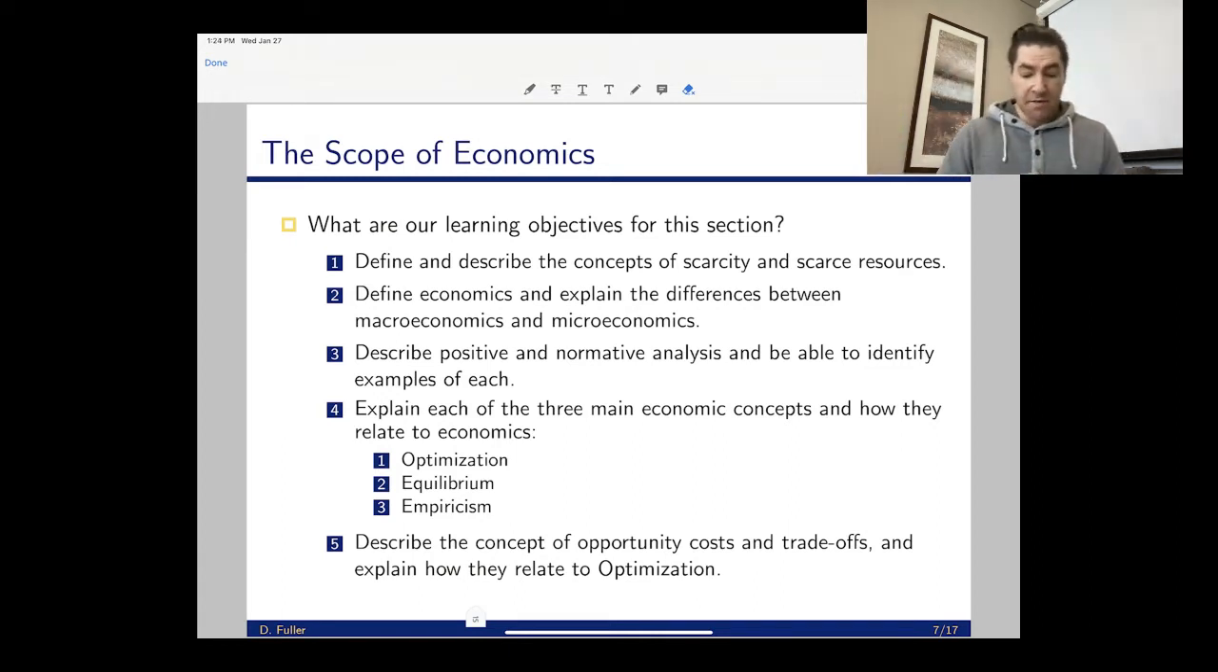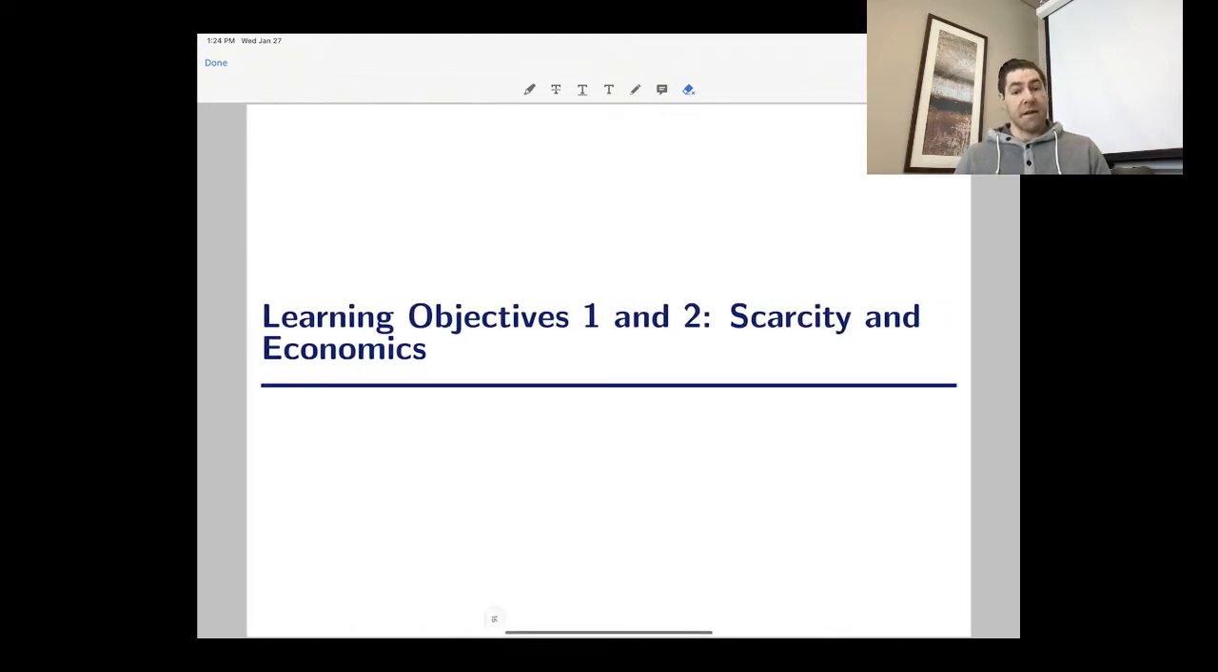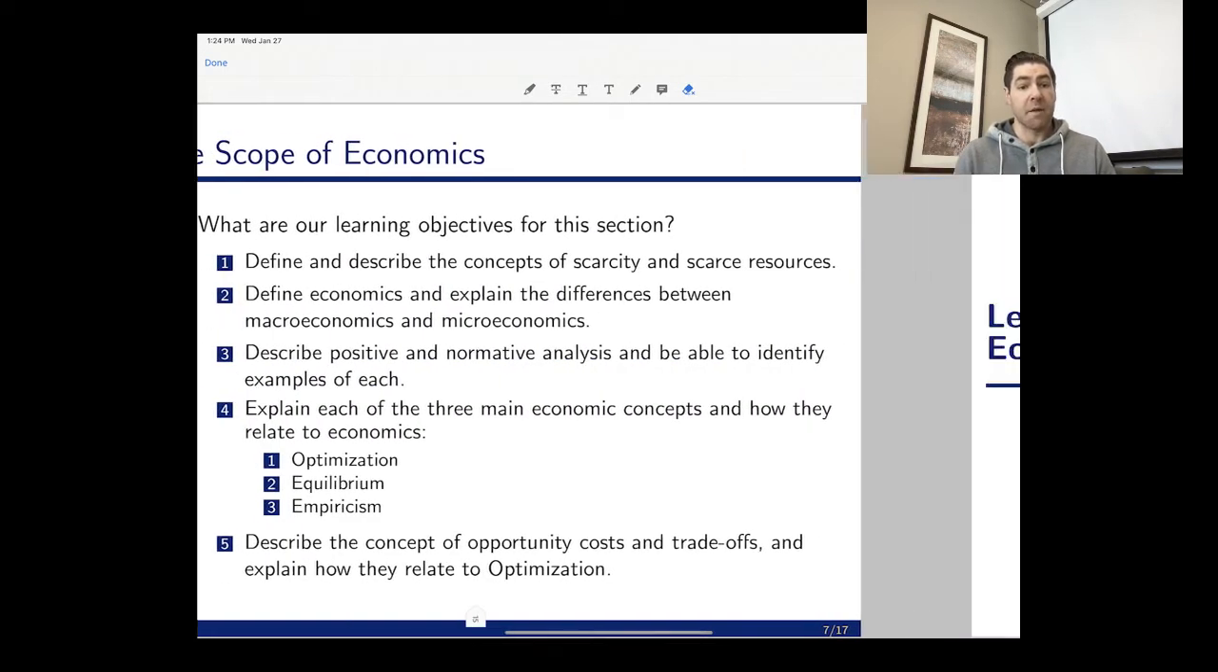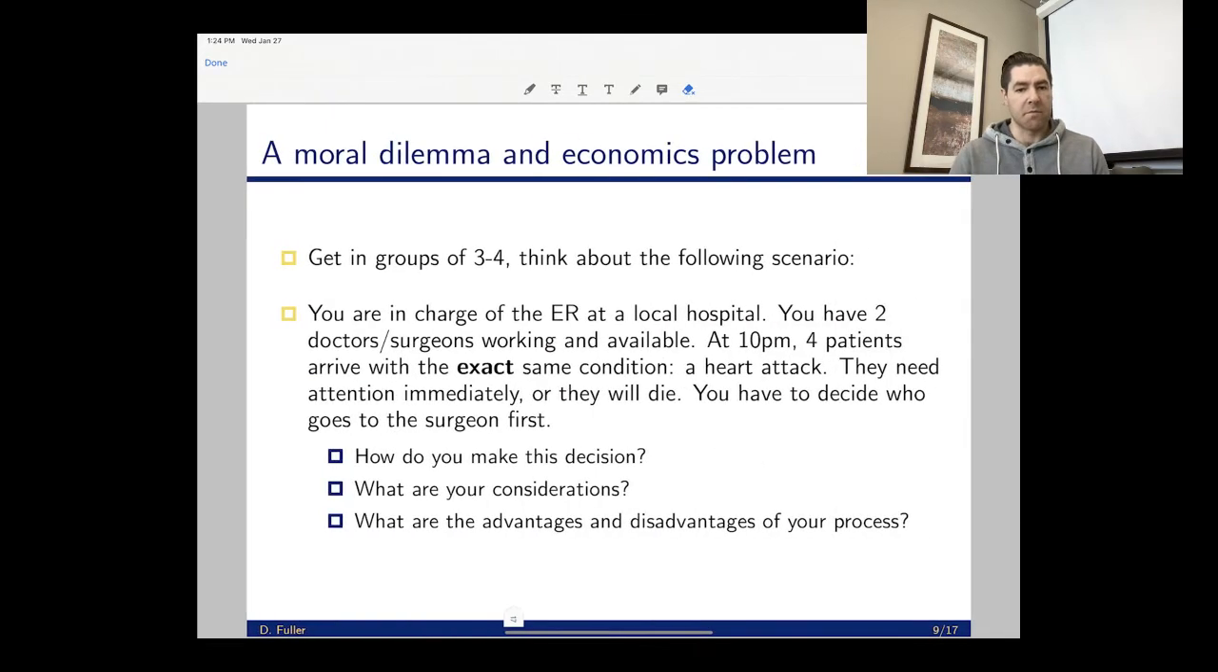So if I can answer learning objective 1, that's going to help me answer some particular homework questions, which eventually will lead to questions on the exam. So these are good to come back to and decide, have I learned learning objective 1? Can I define and describe the concepts of scarcity and scarce resources? Okay, so that said, we'll start with learning objectives 1 and 2, scarcity and understanding the definition of economics and what is macro and what is micro and all this good stuff.